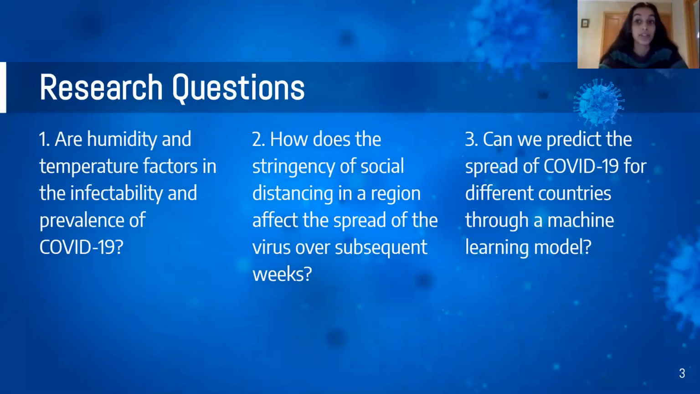So our main research questions are: one, are humidity and temperature factors in the infectability and prevalence of COVID-19? Two, how does the stringency of social distancing in a region affect the spread of the virus over subsequent weeks? And three, can we predict the spread of COVID-19 for different countries through an ML model?